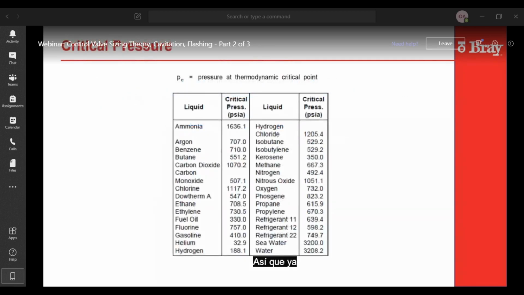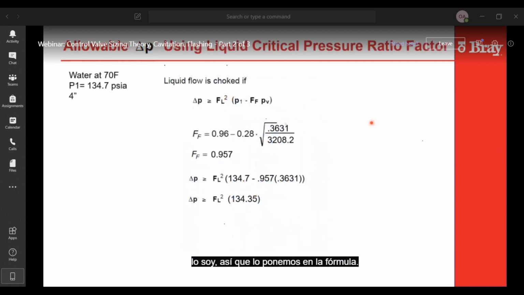You see on the bottom of the column on the right is water, and the critical pressure of water is 3208.2 psia. So we put that into the formula. We have the vapor pressure 0.3631 over 3208.2. We square root that fraction, multiply it times 0.8, and then subtract it from 0.96. The result is an F sub F critical pressure ratio of 0.957.